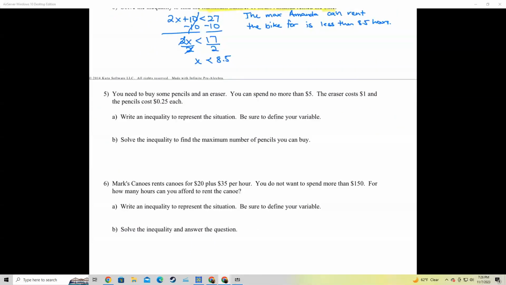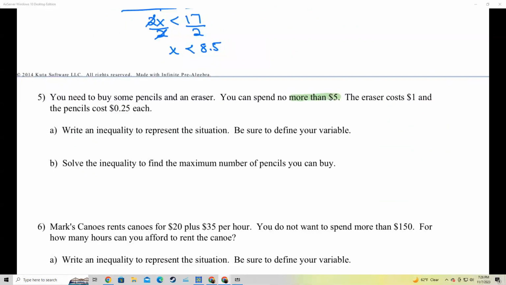All right, you need to buy some pencils and an eraser. You can spend no more than $5. The eraser costs $1 and the pencils cost 25 cents. Hey, be careful on this one because I see this. It says more than $5. When I see more than $5, it sounds like this. More than $5.